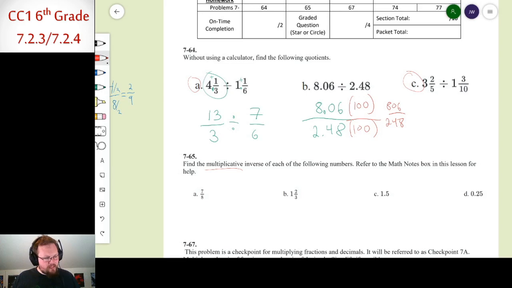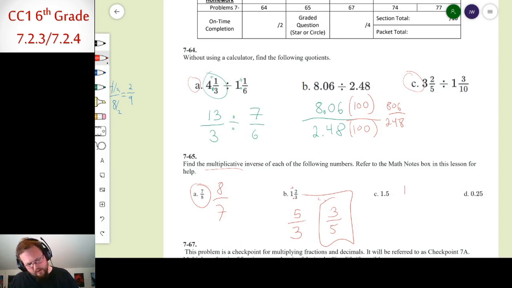Multiplicative inverse is pretty easy for 7 over 8. It's just 8 over 7. And then you start getting into some interesting ones like 1 and 2/3. Easiest way to do an inverse is to then do improper fractions. 3 times 1 is 3, plus 2 is 5 over 3. Your multiplicative inverse then is 3 over 5. Okay. For 1.5 and 0.25, you could write this as 1 and 5/10, or 1 and 1/2, or 3/2, or whatever you wanted. Heck, you could even make the multiplicative inverse 1 over 1.5.